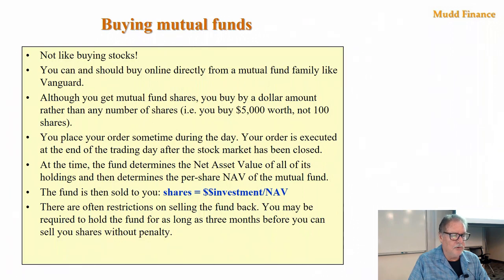Now, when you buy mutual funds, as we say here, it's not like buying stocks at all. You can and should buy online directly from a mutual fund family like Vanguard, although these days you can buy these mutual funds through a brokerage account. And the larger online brokerage accounts don't charge fees for doing it. So you can pick up these Vanguard funds and whatever from Charles Schwab, from E-Trade and the like, and not have to pay a fee for it. In some cases, it's not true of all brokers.